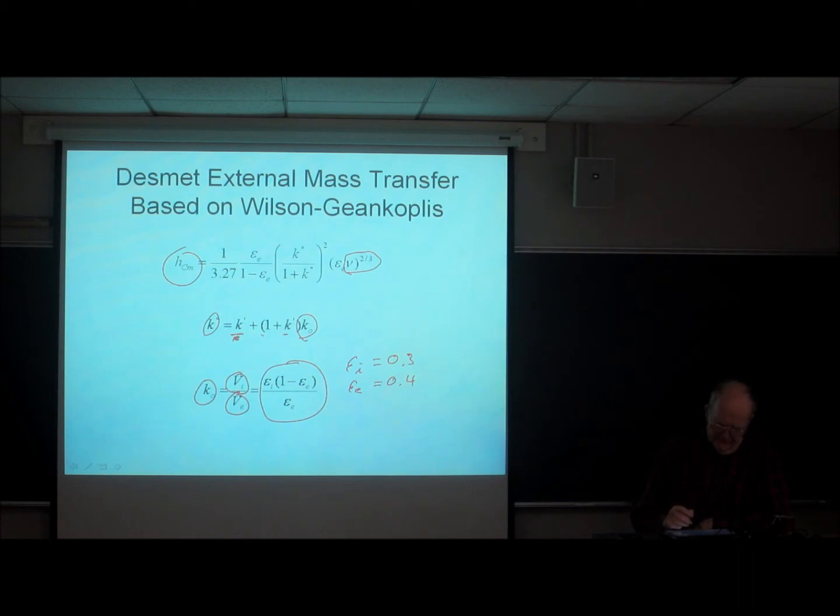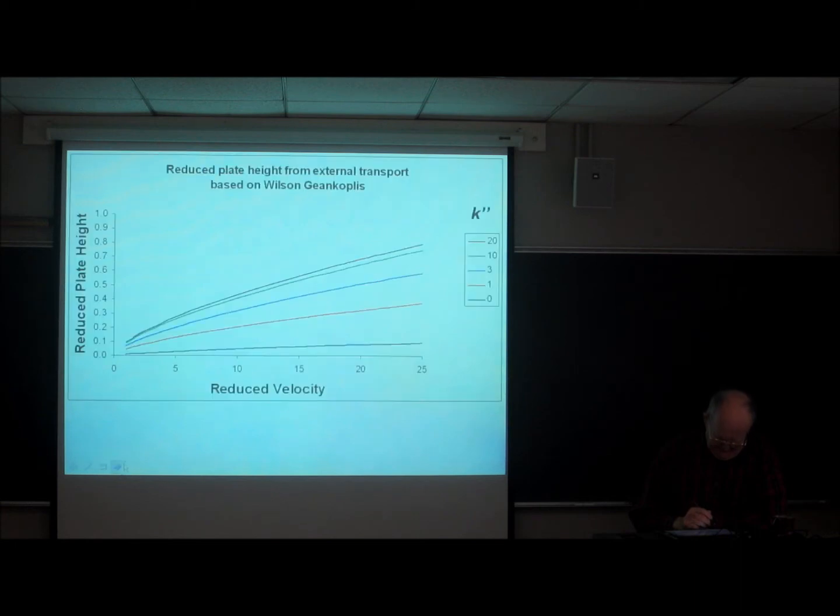So what this is saying is that even if you have no chemical retention, because the molecules can penetrate into the pore, this term is not going to be 0. K double prime's smallest value is finite. This is the way it plots up.